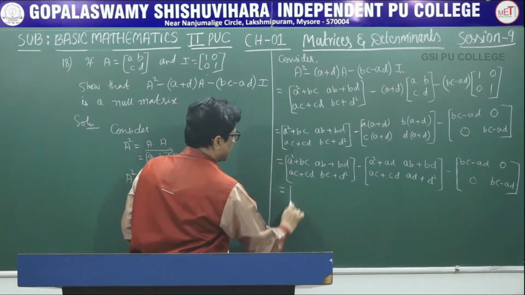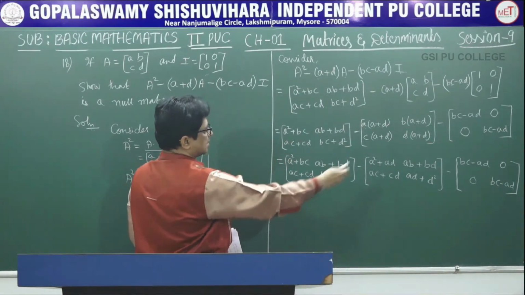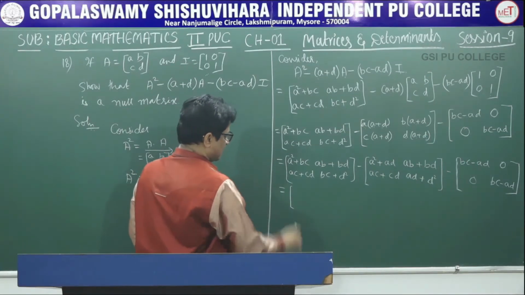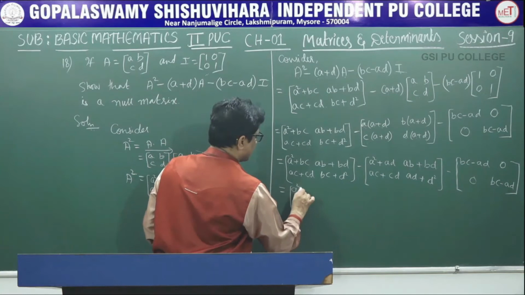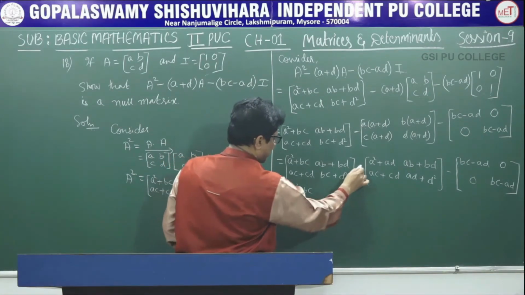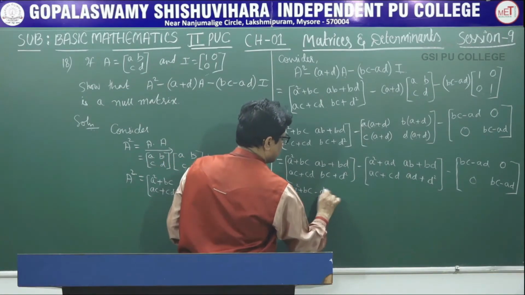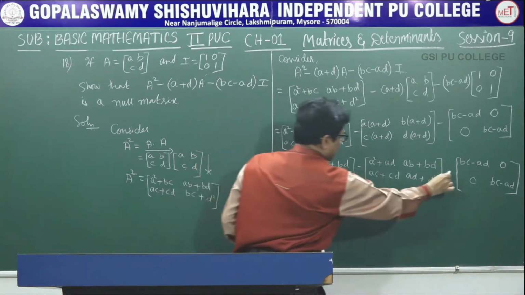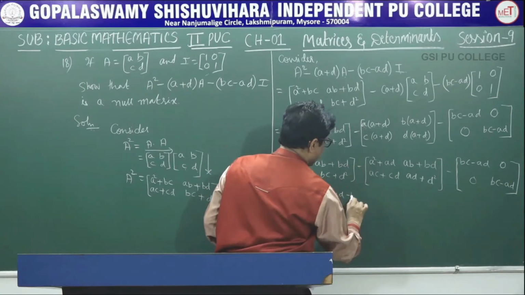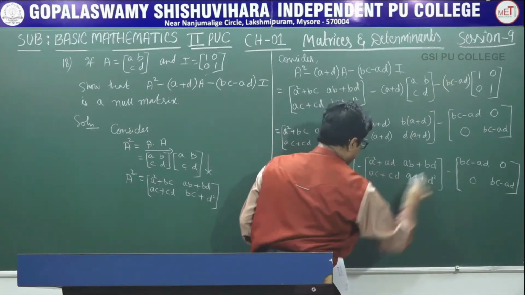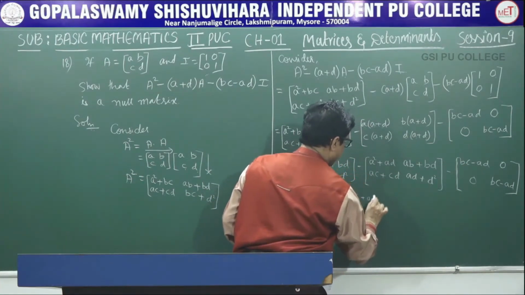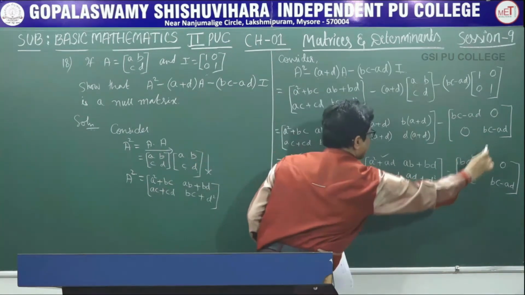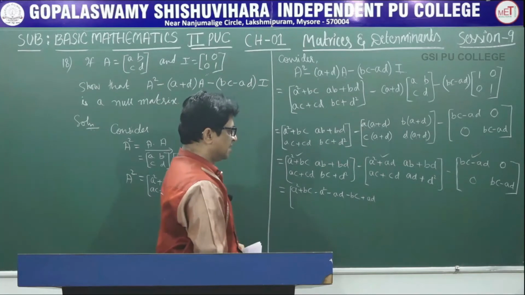This will be equal to, now let us subtract the corresponding elements, that is A square plus BC minus A square, so minus into plus minus AD, minus into BC minus BC, minus into minus plus AD. So here we have subtracted the corresponding elements.